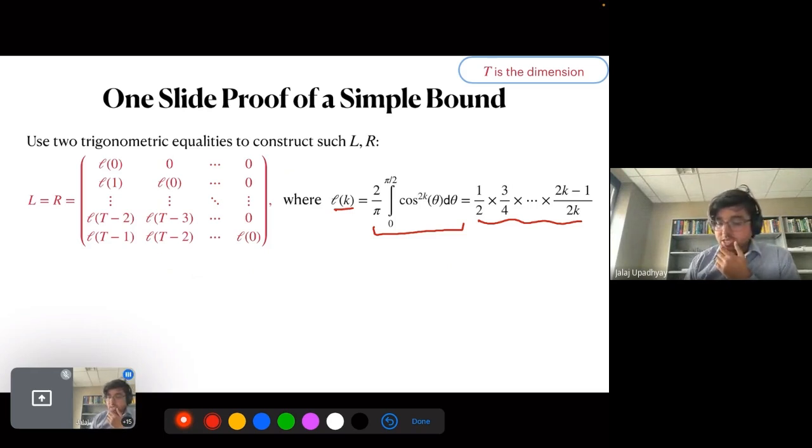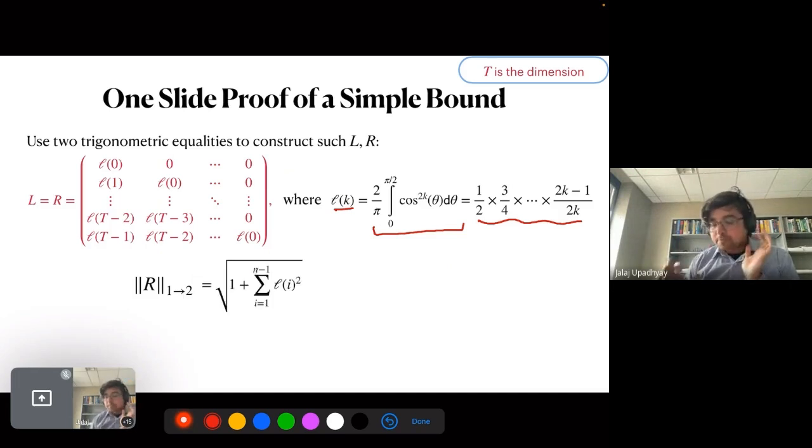Now, this I can compute very easily, actually. So the column norm of R: I will take just the first row and first column, and compute its norm.